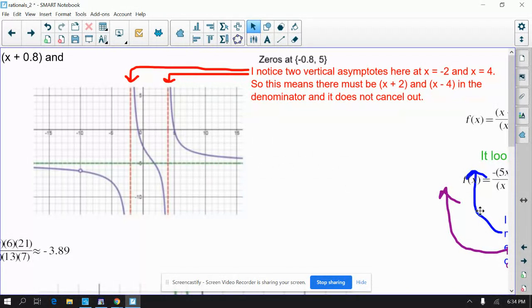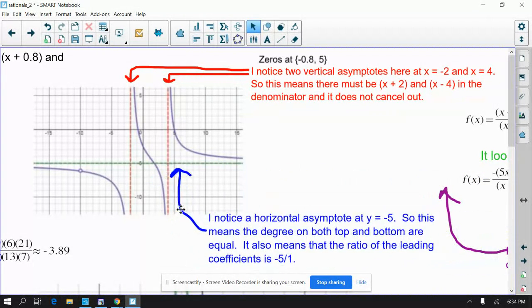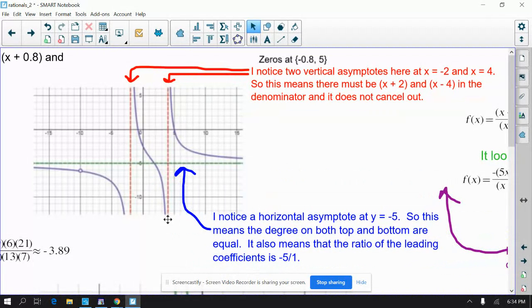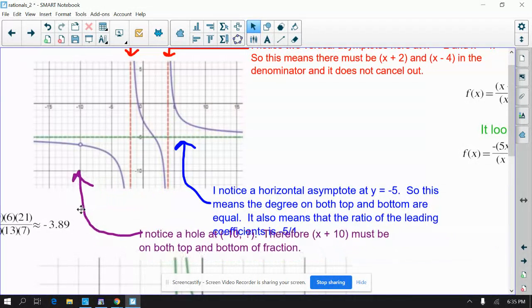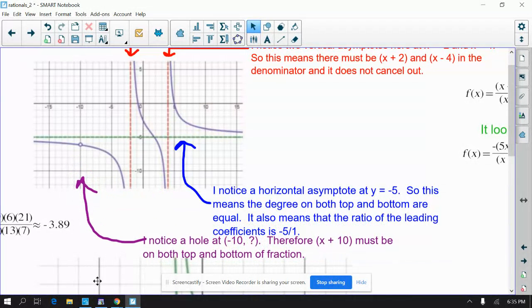What else do we notice? There is a horizontal asymptote of y equals negative 5. So a horizontal asymptote at negative 5 means that the degree of the top and the bottom have to be the same. And when you divide the leading coefficients, you get negative 5. What else is there? Well, there happens to be a hole. Oh, let me try to clean this up.